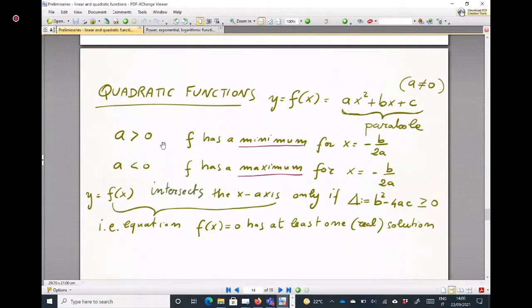There are two different qualitative cases in terms of the sign of A. If A is positive, we have a so-called convex parabola or upward concave parabola. If A is negative, we have a concave parabola or sometimes downward concave parabola. Usually we will use convex for this one, upward concave, and concave for downward concave. Of course, the parabola is like this, right?